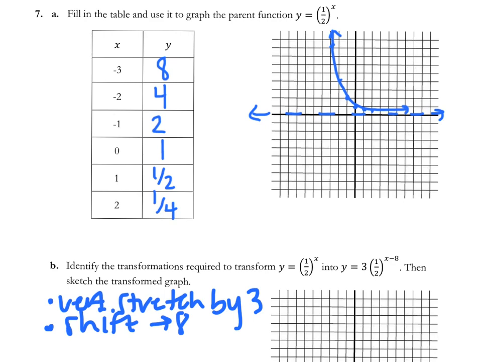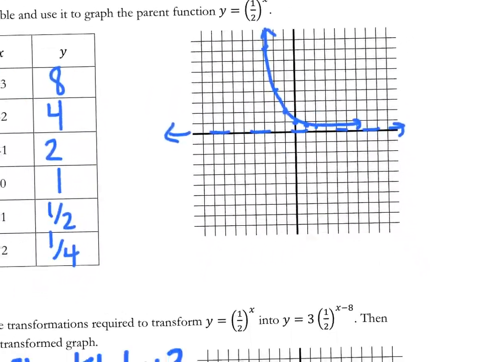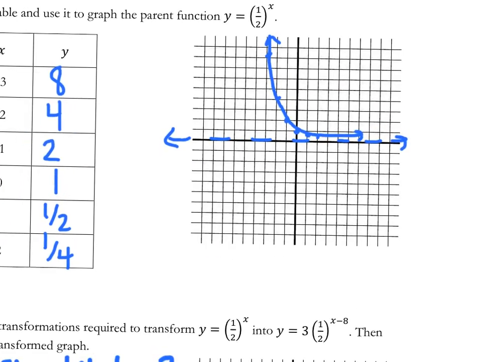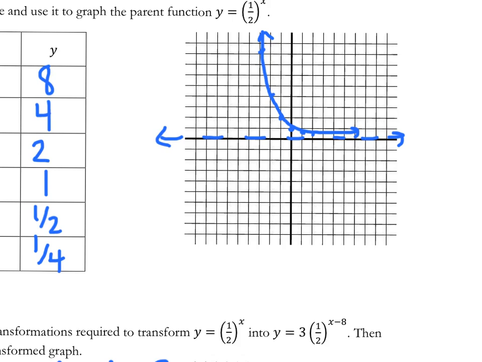And I think that just the way that I'm doing it, it'll be easier for me to do the transformations on this graph up at the top. So you can actually see the parent function while we're doing the transformations, but feel free to do it on the bottom graph if that's easier. So again, we're going to vertically stretch by 3 and shift to the right by 8.